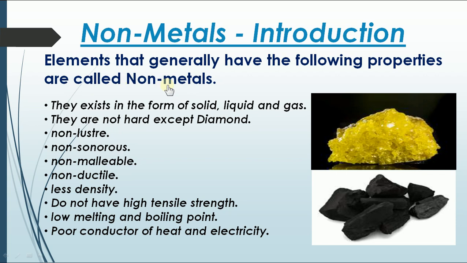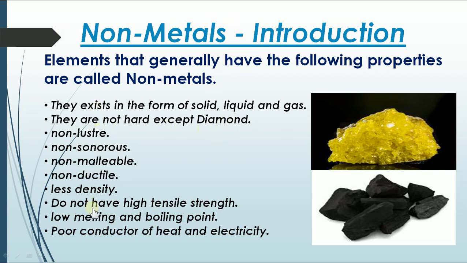We will see what the properties are. It's just the opposite of metals. They exist in the form of liquid, solid, and gas. You can see the picture of sulfur here, a yellow colored substance, and the well-known carbon, charcoal, which is a solid. Bromine is a liquid, and among gases we can say hydrogen, nitrogen, oxygen. They are not hard; you can break charcoal very easily. All the non-metals are like that, except one, diamond.